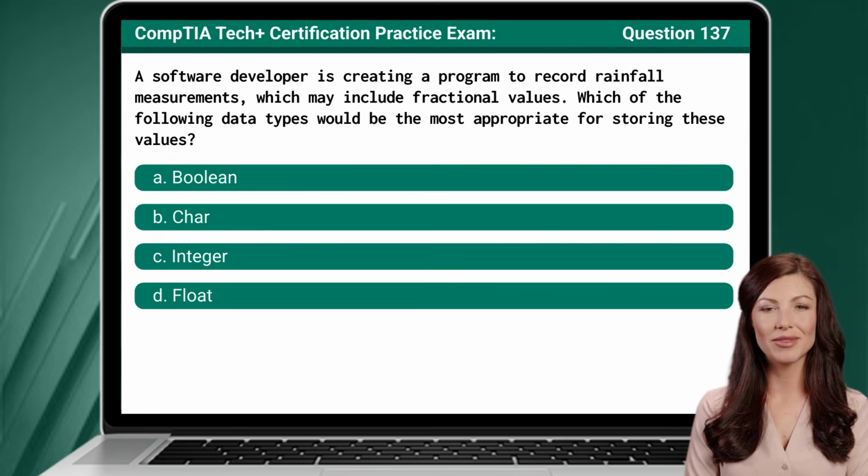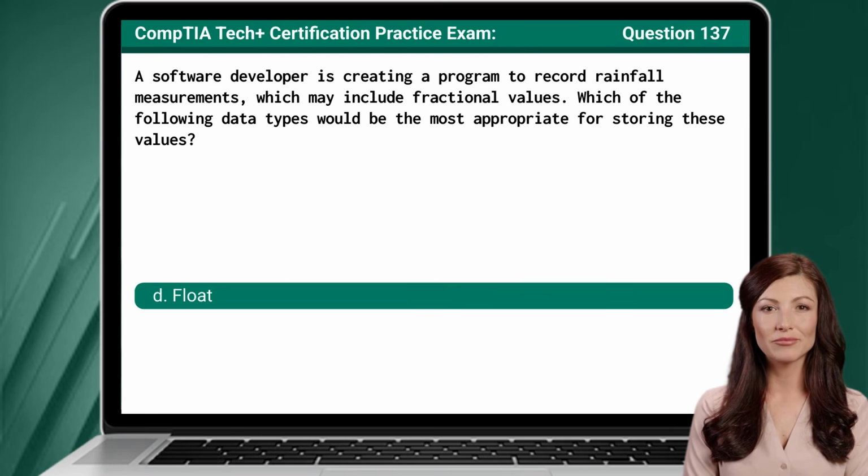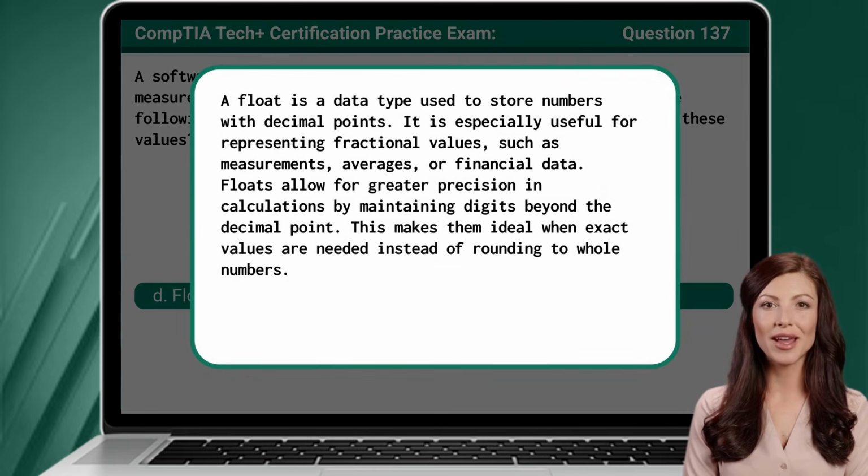The answer is D. Float. A float is a data type used to store numbers with decimal points. It is especially useful for representing fractional values, such as measurements, averages, or financial data. Floats allow for greater precision in calculations by maintaining digits beyond the decimal point. This makes them ideal when exact values are needed instead of rounding to whole numbers.